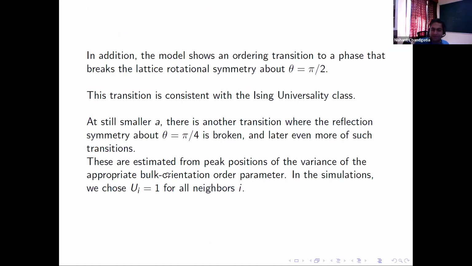What do you mean by universality classes in this context? So it is believed that if you look at this transition from symmetry to non-symmetry case, then at the transition, the behavior is the same, whatever you pick. So it's independent of the detailed values of u's, or the phase transition can be reached in different ways, but the critical behavior is the same. That is what we meant by universality class. So in the simulation, we chose ui equal to 1 for all neighbors i, but that is just a choice.